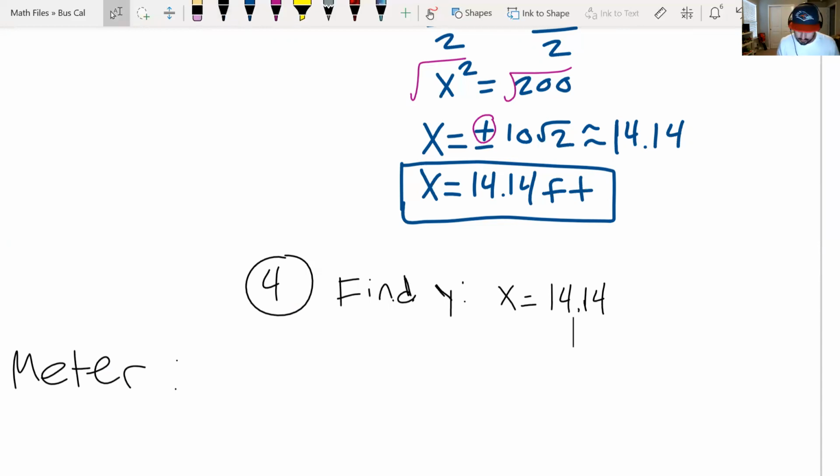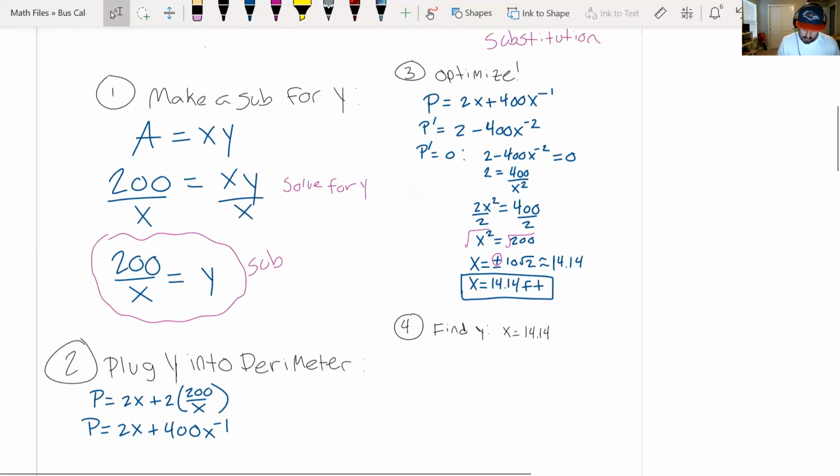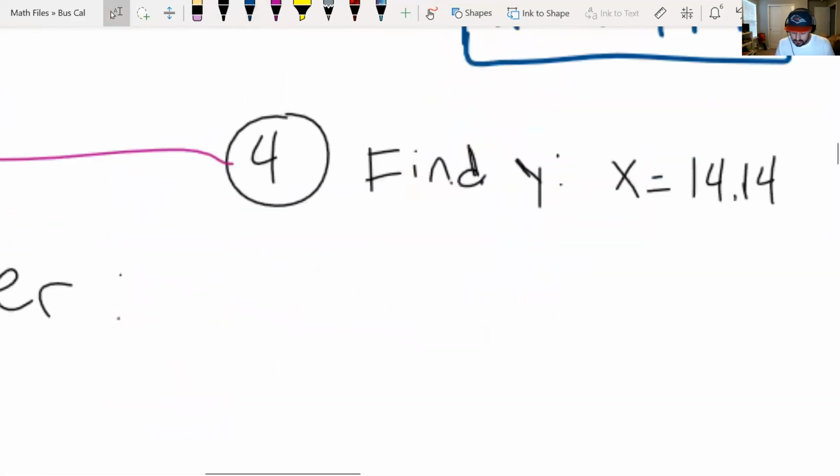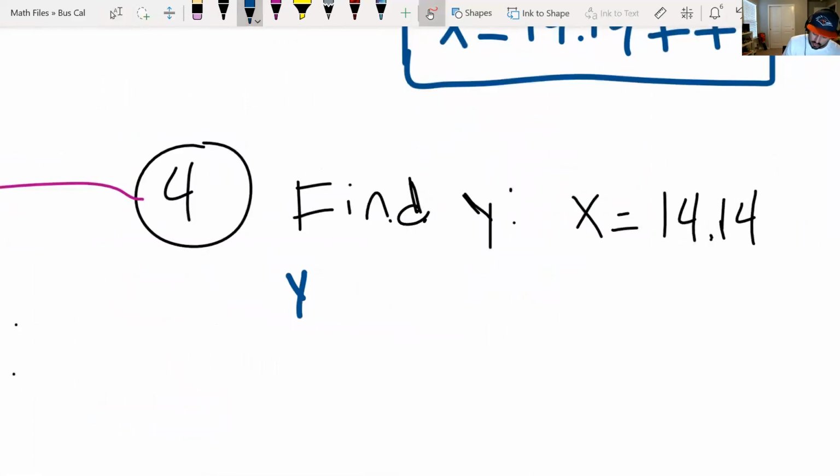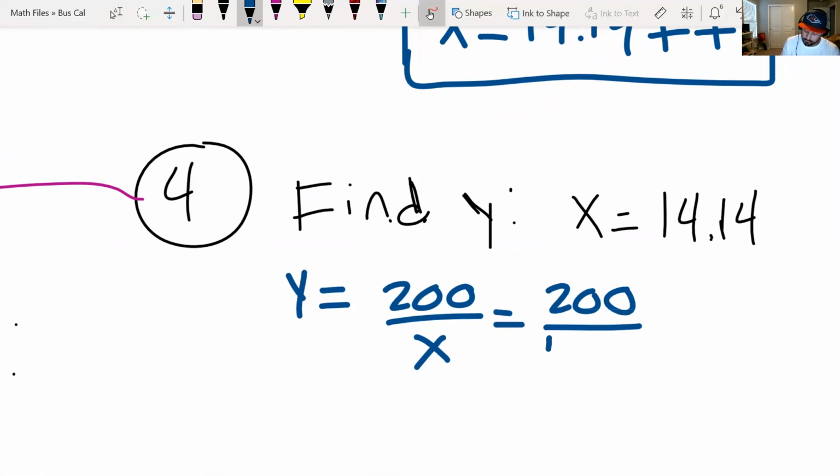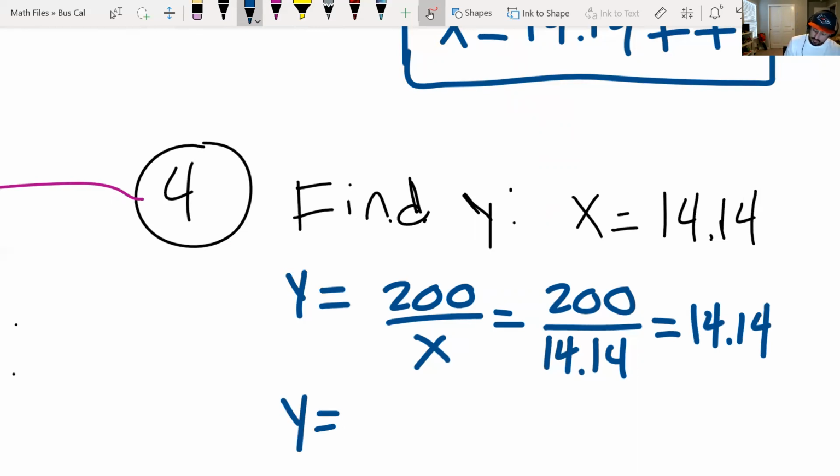Well, it just so happens that it's really easy to find y. We already made an equation for y. So step 4 uses this equation over here. Y equals 200 over x. And guess what number you plug in for x? 200 over 14.14, and that should still give me 14.14. So this means y is 14.14 feet as well.